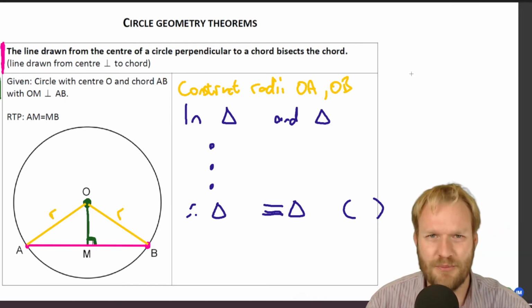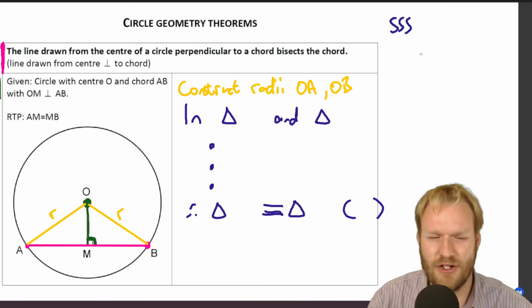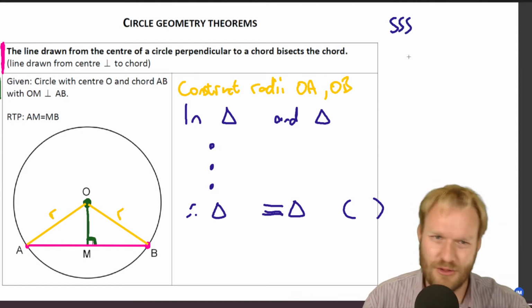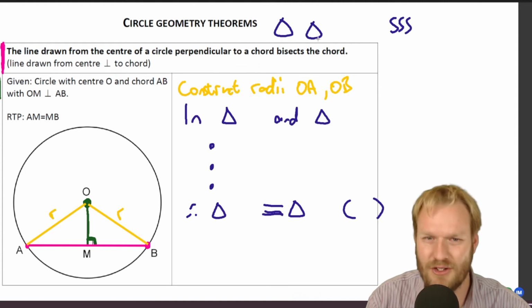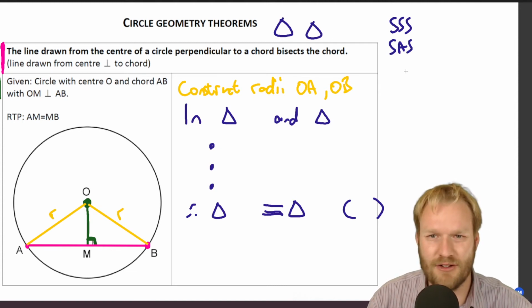What are the 4 cases of congruency? Well, 4 cases are side, side, side. If you could show all three sides are equal to all three sides, like those three are equal to those three, obviously they're congruent. You've got side, angle, side.